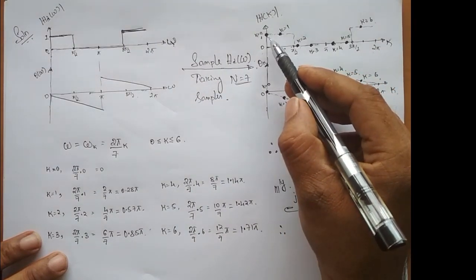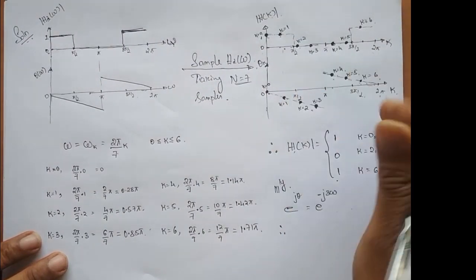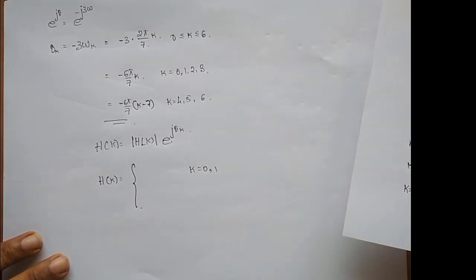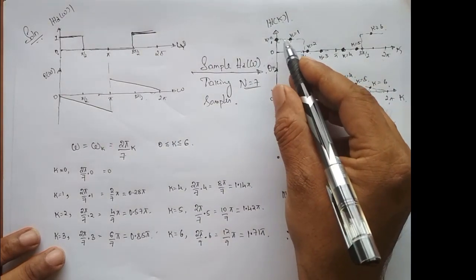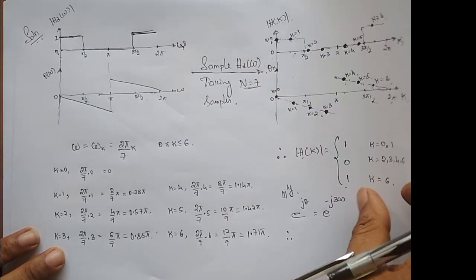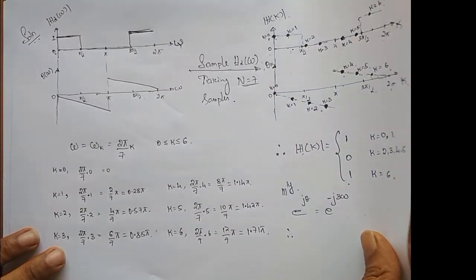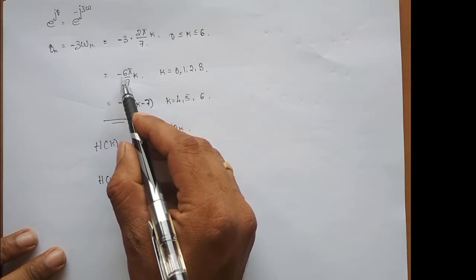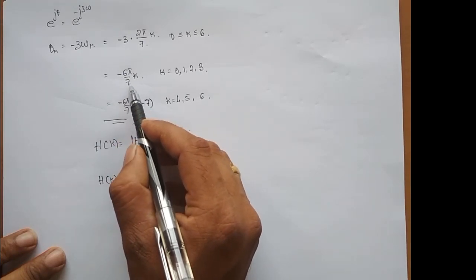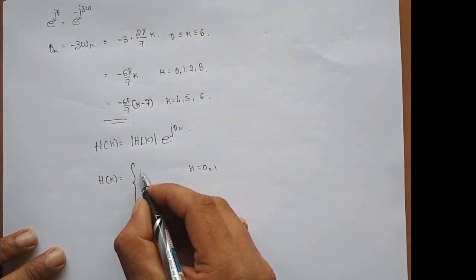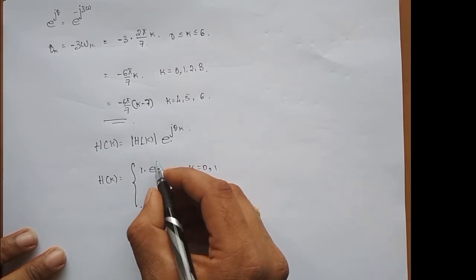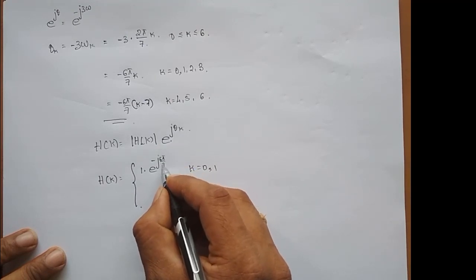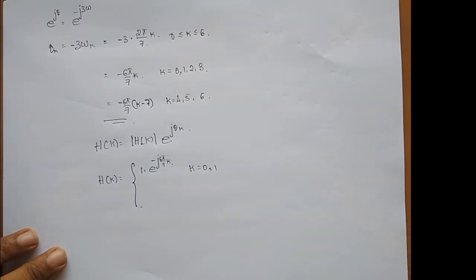So magnitude is 1 for what values of k? k equal to 0, k equal to 1, right? So for k equal to 0 and 1, magnitude is 1. But what about phase for k equal to 0 and 1? It is minus 6 pi by 7 into k. So it is 1 times e power minus j 6 pi by 7 into k for k equal to 0 and 1.